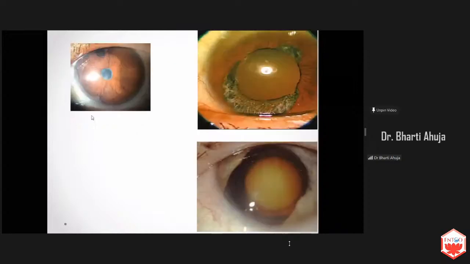These are some of the eyes which are not good cases for beginners, like this eye which shows a colobomatous iris. These are the eyes which are showing iris atrophy, most probably herpetic, and the complicated cataracts in cases of uveitis.